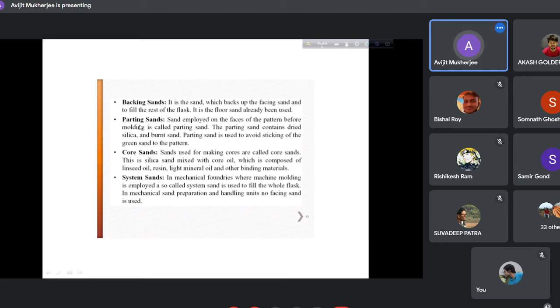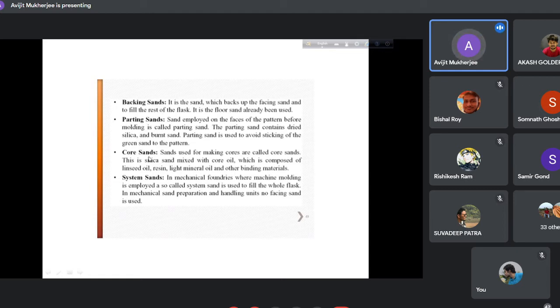Parting sand means sand used to avoid sticking between the two halves, say the cope and drag halves. Some finely powdery, dry silica sand, free from clay and moisture or any dirt and dust, is sprinkled. So that is a parting sand. And what is core sand?